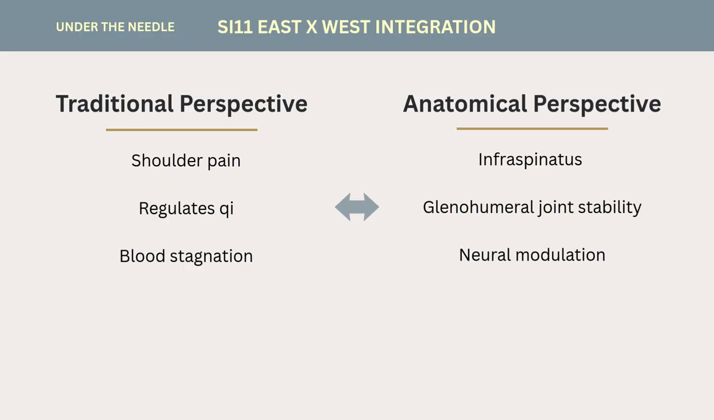Traditionally speaking, small intestine 11 is indicated for shoulder pain and local stagnation along the small intestine channel. From a modern anatomical perspective, this region influences rotator cuff muscle function, suprascapular nerve signaling, and mechanical load distribution across the glenohumeral joint. When we integrate classical channel theory with structural anatomy, the point becomes more than a location, it becomes a functional intervention site.